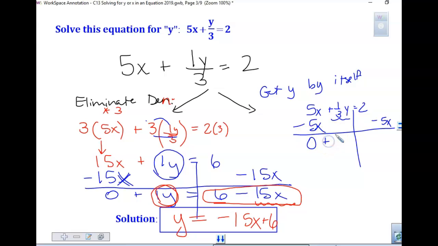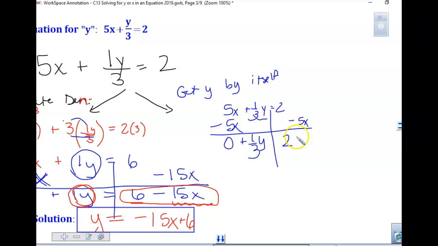0 plus 1/3 y, okay, equals, keep going, 2 minus 5x, okay? We're going to switch the order around here. 1/3 y. Okay, negative 5x. Make sure you keep the x with the 5.